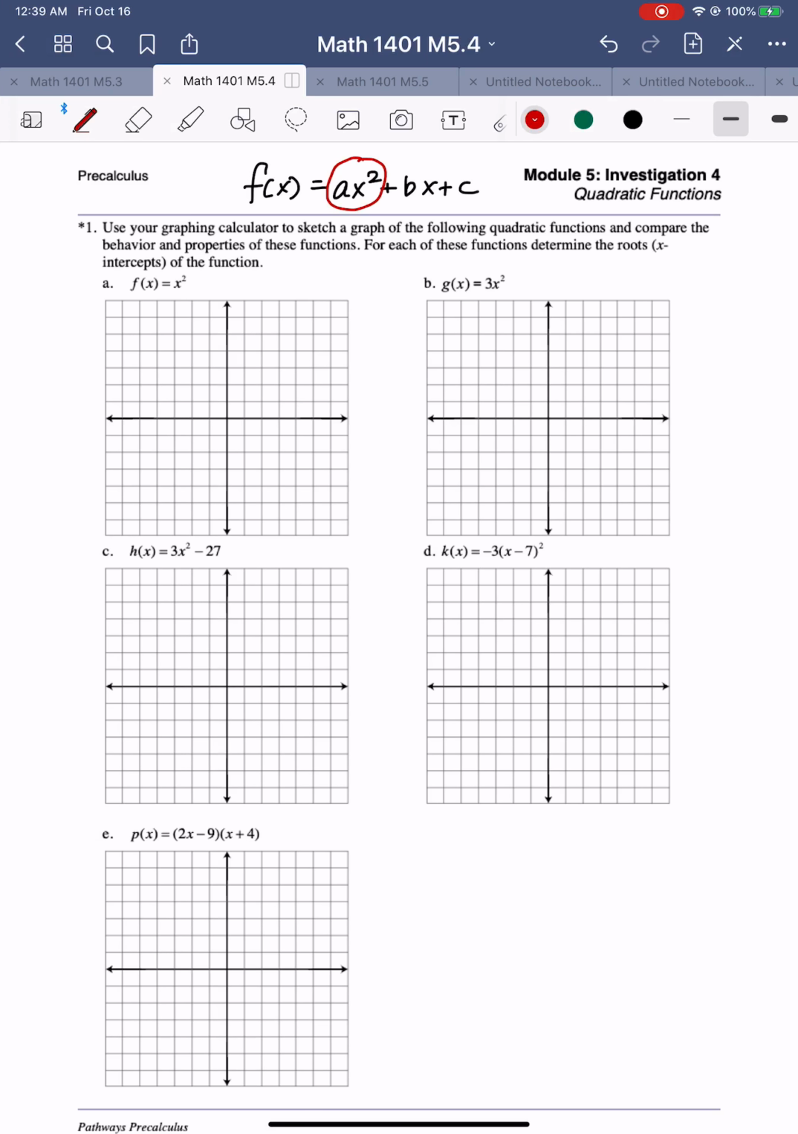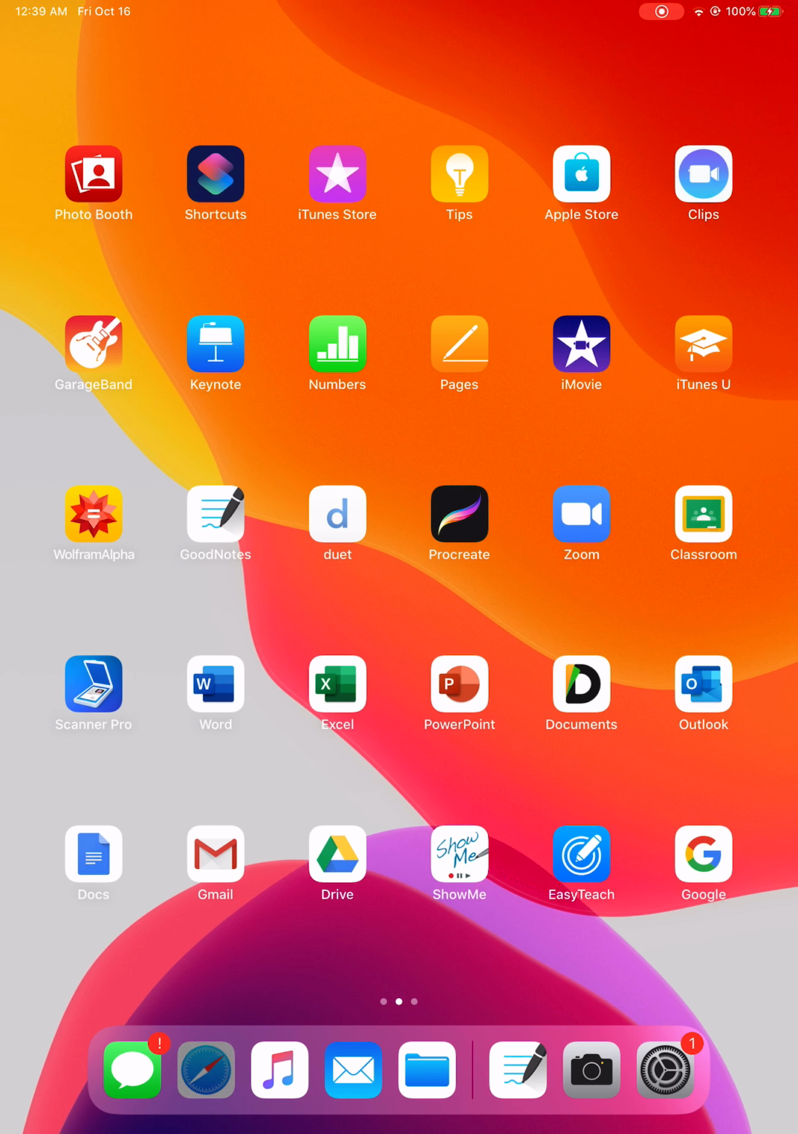For number one, we are using the graphing calculator to sketch the graph of the following quadratic functions, and then we're going to compare the behavior and properties of these functions. Also, we want to determine the roots, which means the x-intercepts. Okay, so let's look at Desmos for this one.